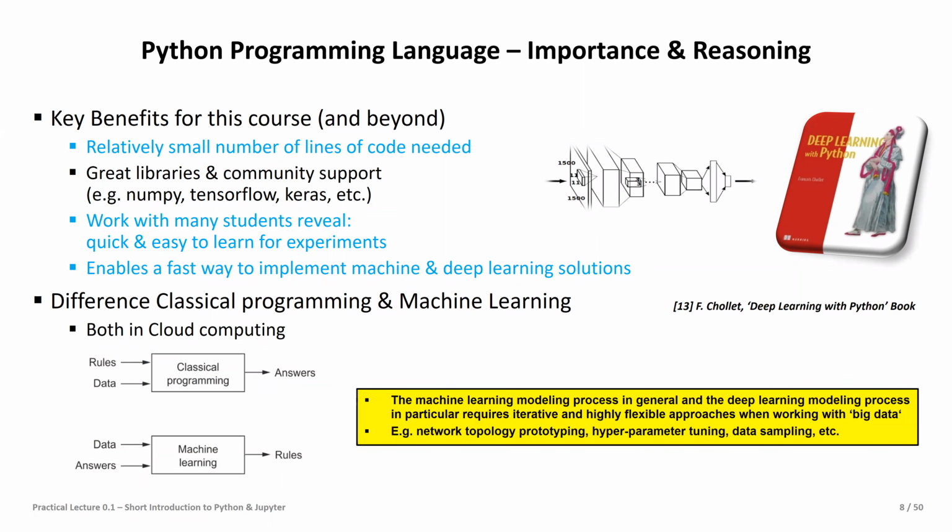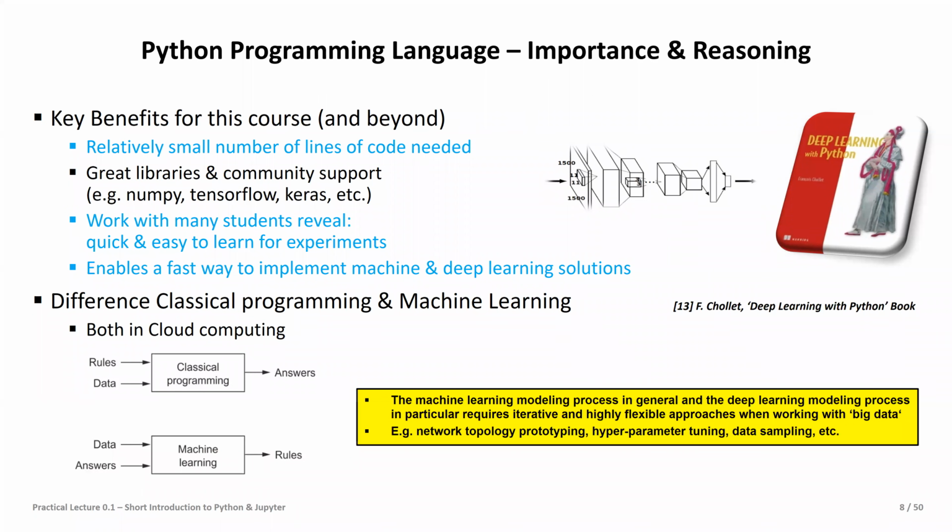Now, when we talk about Python as a programming language, we have to think about one important difference, which is essentially the way you use programming. And this is something which is often not completely understood. That's why I brought it in. You have to think about that classical programming, as you know it, and machine learning programming are a bit different.